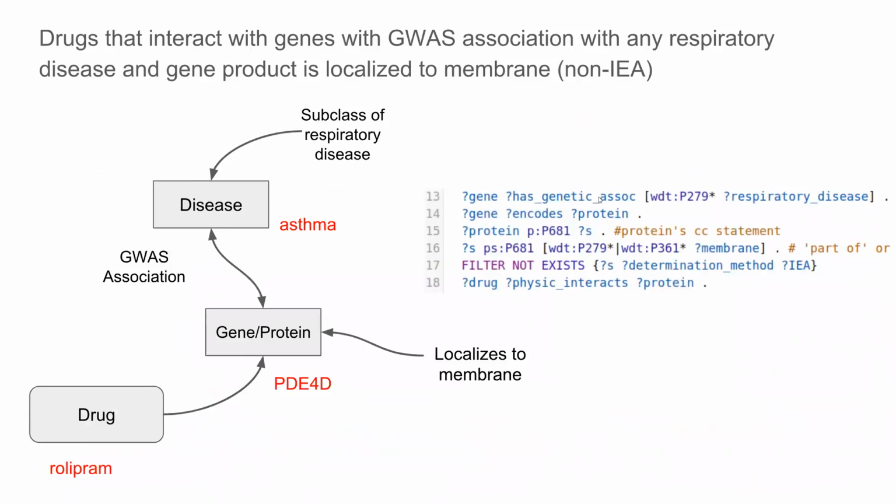So get me genes that have genetic association with any disease that is a subclass of respiratory disease. This takes advantage of the disease ontology. The gene encodes a protein, get that protein's statement value, it's part of or subclass of membrane, and then filter out any statements where the determination method is IDA, and then get me drugs that physically interact with that protein. And you get back, for example, rolipram, which is a phosphodiesterase inhibitor that localizes to the membrane, and it has a GWAS association with asthma, which is a type of respiratory disease.